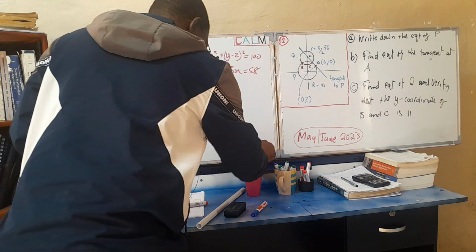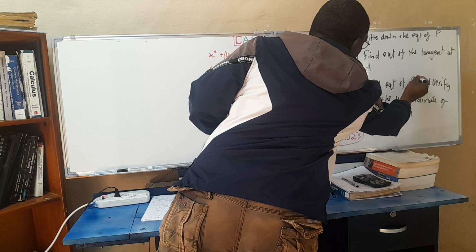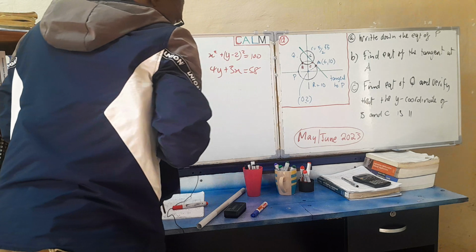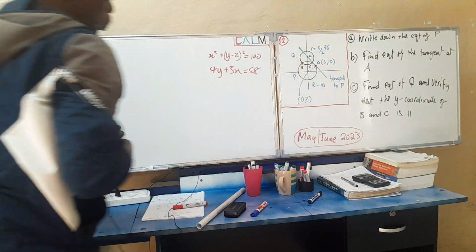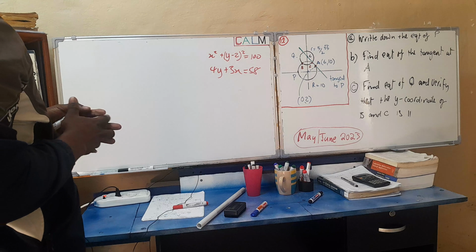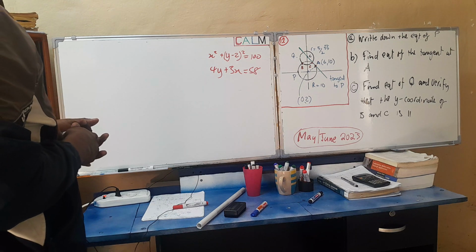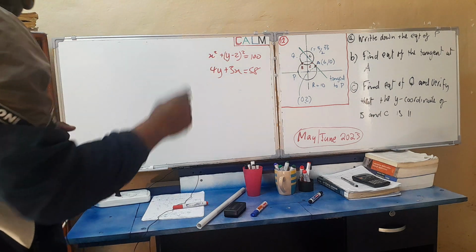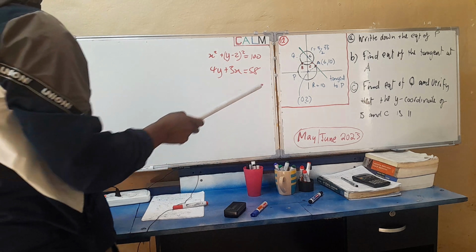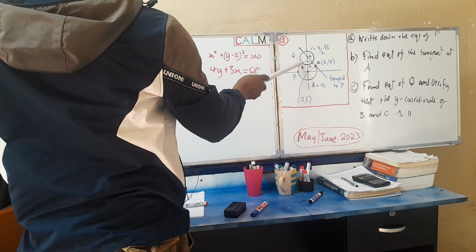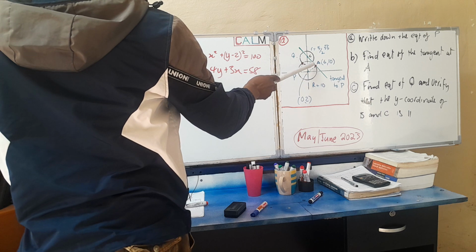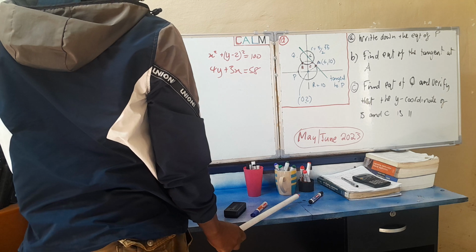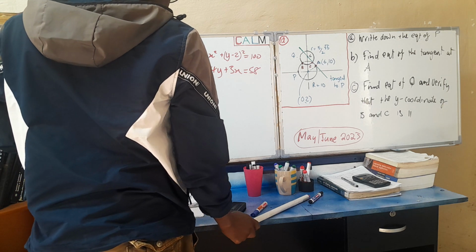Now question C says, find the equation of Q. My Q is not very clear, let me make it clearer. That's the point Q, the circle Q. Find the equation of the circle Q and verify that the y-coordinate of the point B and C is 11. In other words, we need to calculate the y-coordinate of this point B, and of course, it's also equal to the y-coordinate of that. But first, let us find the equation of circle Q.